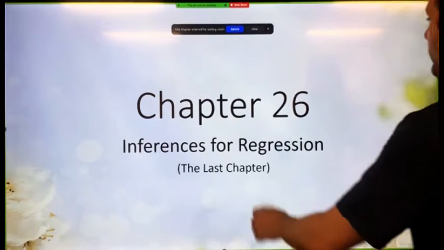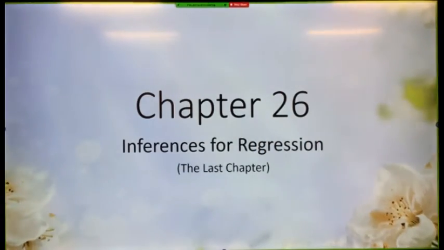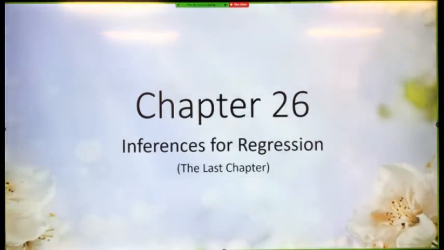So in the previous chapter we had looked at residuals. Now with this chapter we're going to focus more on those residuals and on a regression line, also called a line of best fit, something we saw in previous chapters.